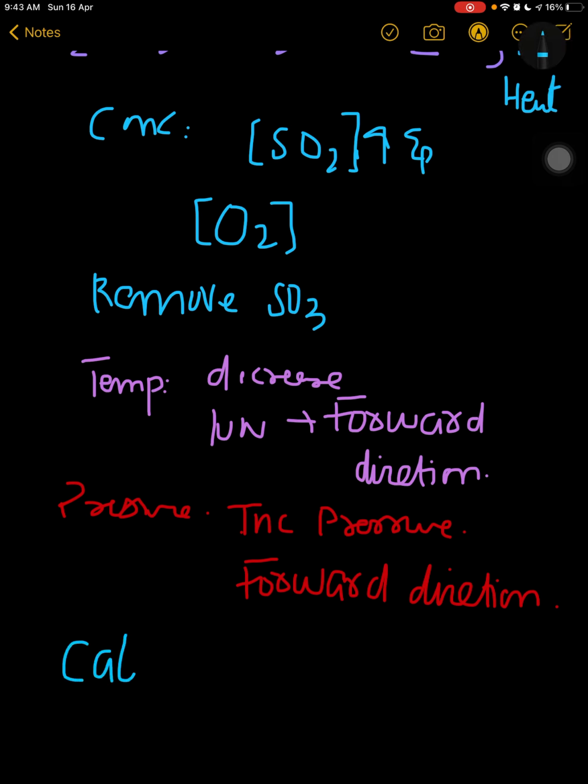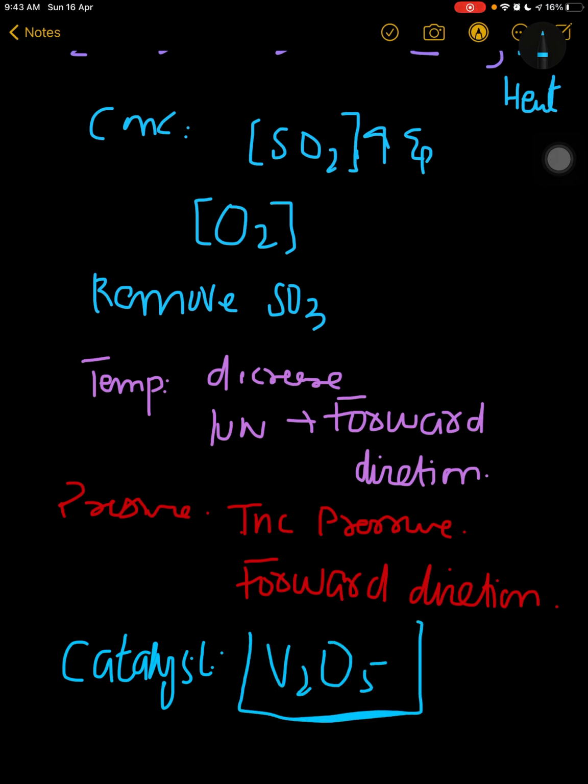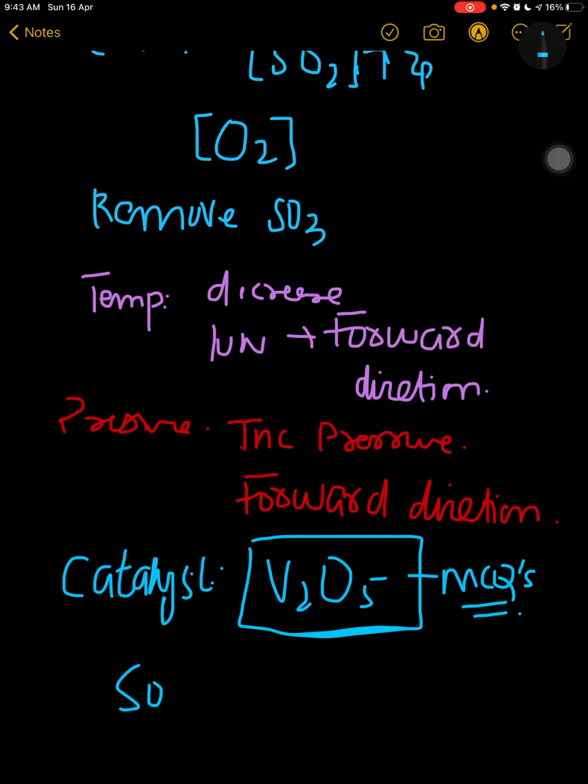Now the catalyst that we will use over here will be vanadium pentoxide. It is very important for MCQs as well. Mark this, I've seen it in many papers. Vanadium pentoxide is the catalyst used in the contact process. So basically this is how SO3 is produced. Now SO3 will be dipped into water in order to produce H2SO4. So this is how, through the contact process, the king of acids, sulfuric acid, is produced.